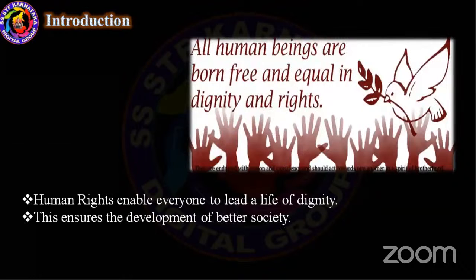This ensures the development of a better society. If there is freedom or rights for the people, altogether they will come forward and join their hands in the development of a country. If there are no rights, people do not show interest to join hands together to move toward development or to bring that kind of reforms in the country. These rights help to form and develop a better society.